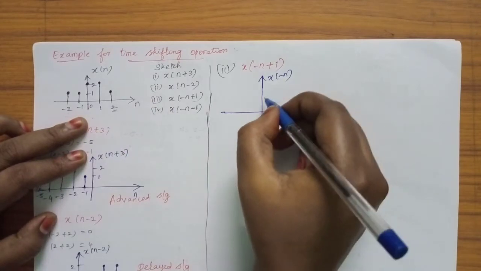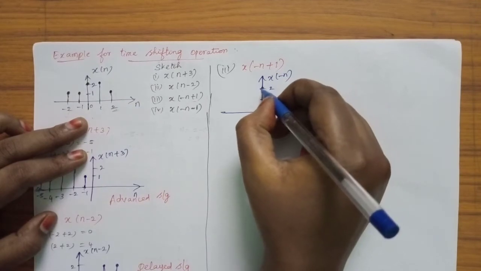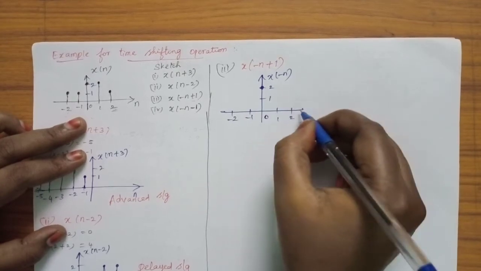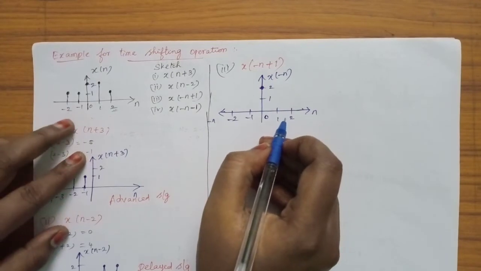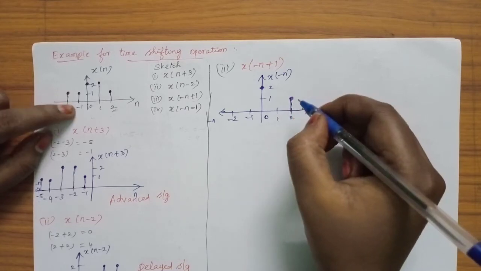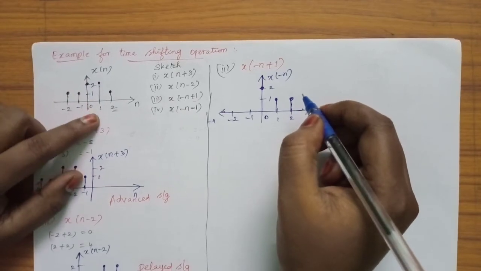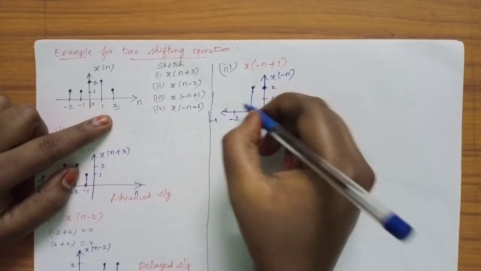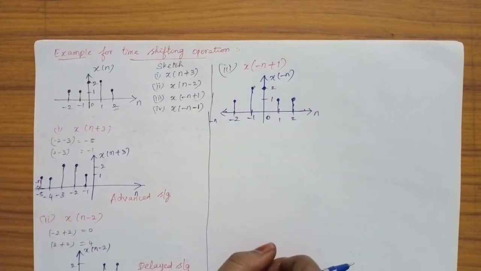So x of minus n, at 0 it won't change, so at 0 its value is 2. For minus n, the signal present at n equal to minus 2 will move to n equal to plus 2, n equal to minus 1 will move to plus 1, 0 is the same, plus 1 will move to minus 1, and plus 2 will move to minus 2. This is x of minus n.